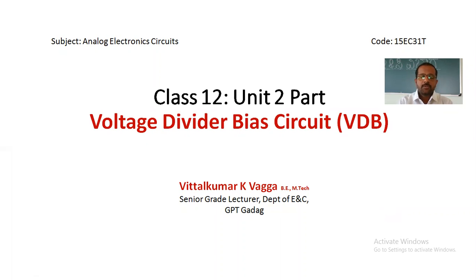Also, the graph that is drawn is VCE versus IC, and the line is drawn along the points (0, VCC) and (IC, 0). I'm sorry, it is (VCC, 0) and (0, IC). If the line is drawn, it is called the DC load line, and any point existing on this line is called the operating point.